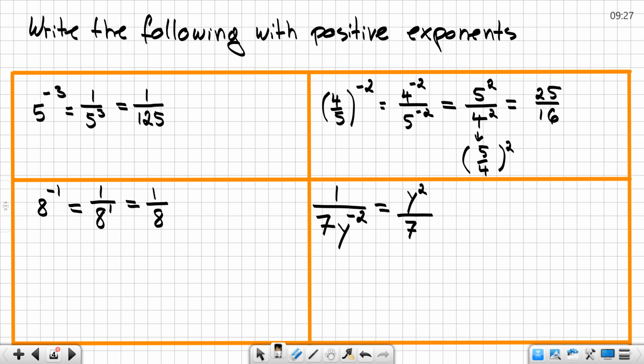7 has a positive exponent, the positive exponent of 1. 7 has to be left alone. It stays down here in the denominator. So only the base y is moving, and the negative 2 turns into a positive number.